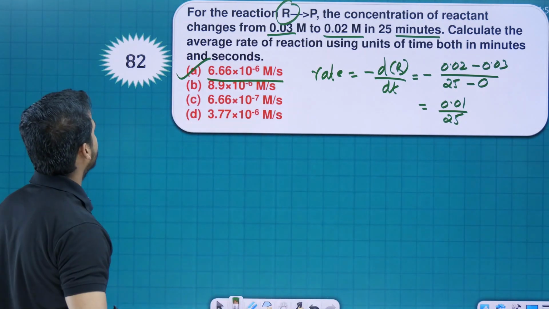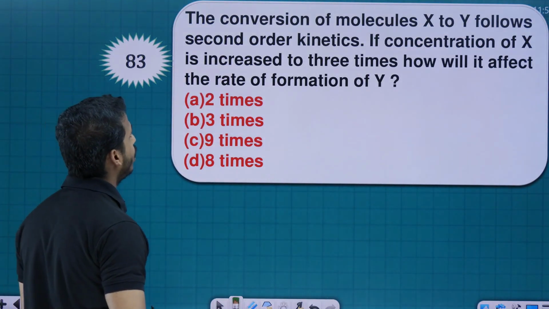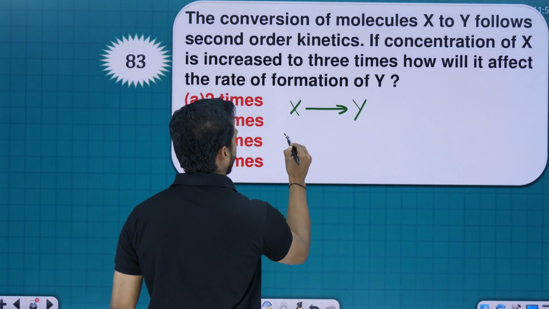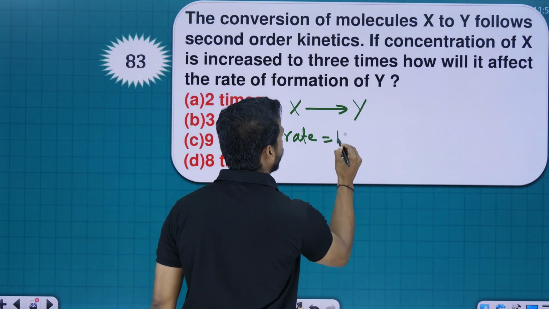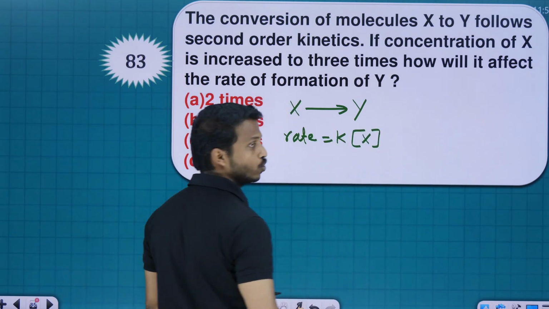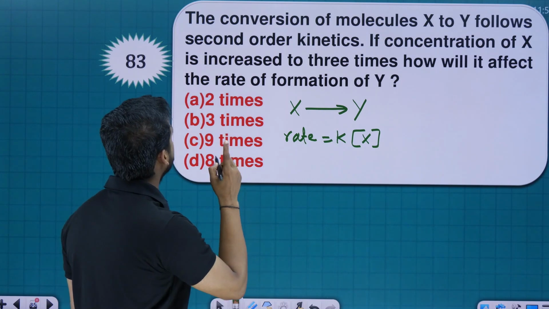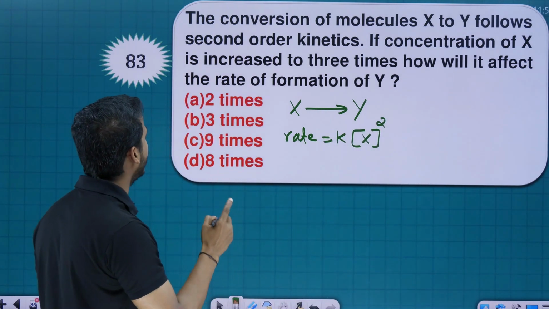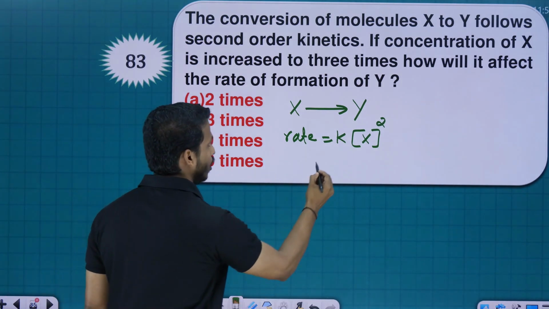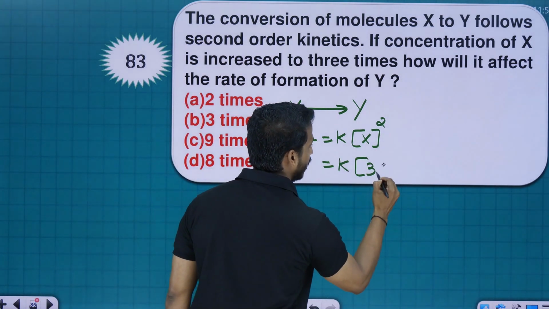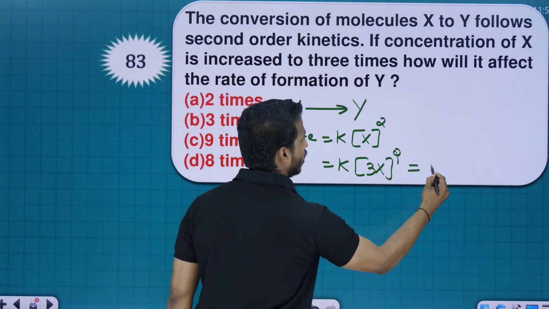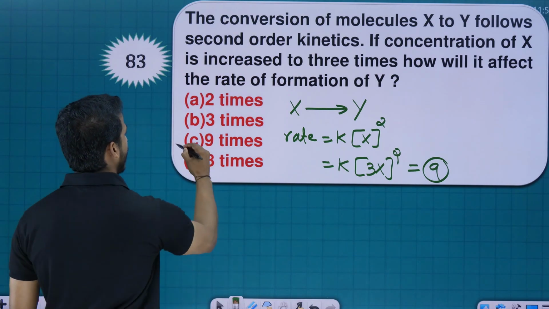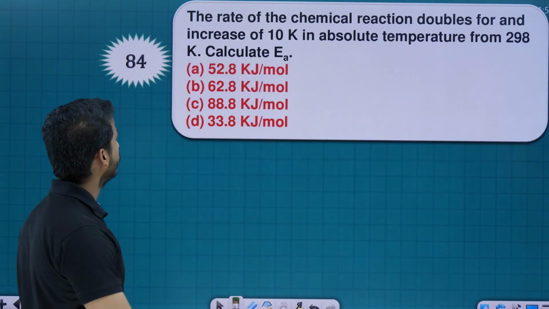Next one: the conversion of molecule X to Y follows second order. So what is the rate law? Rate equals K into [X] raised to, see, second order means the power should be 2. If the concentration of X increases to 3 times, it will be K into (3x) squared. What is 3 squared? 9. So if the concentration increases 3 times, how will it affect the rate? It will increase 9 times.